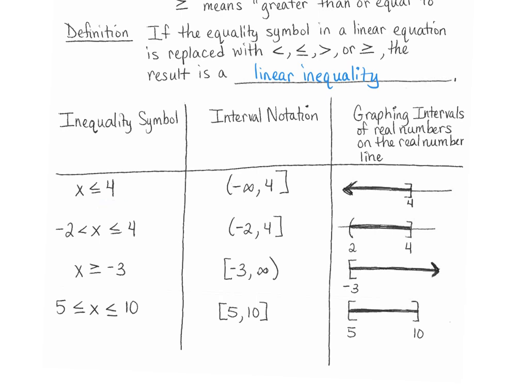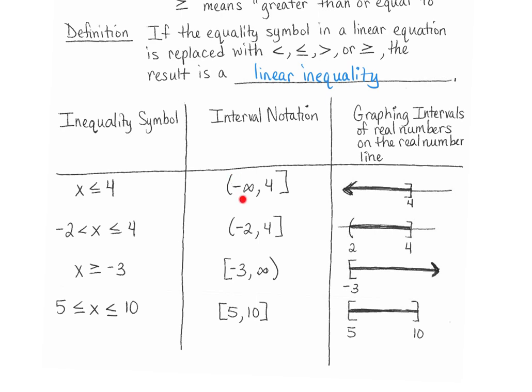Okay, this is understanding how to translate phrases. So here you have x is less than or equal to 4. In interval notation, this means we have parentheses, negative infinity, comma, 4, bracket. The bracket means we include the number beside it. The parentheses means we cannot include that.